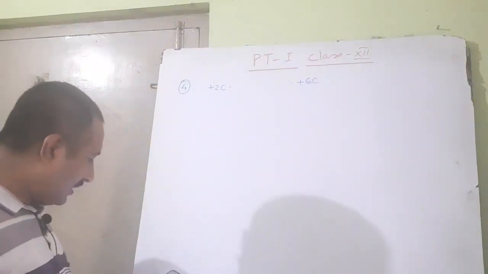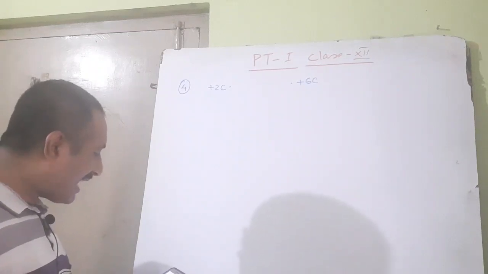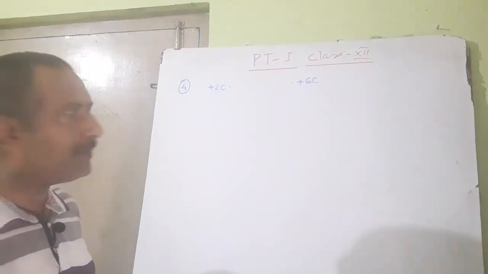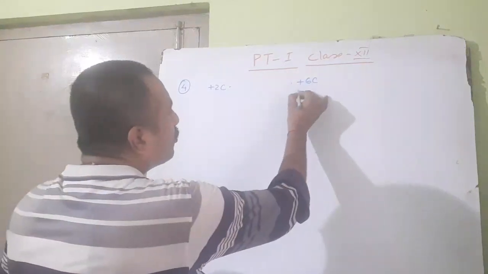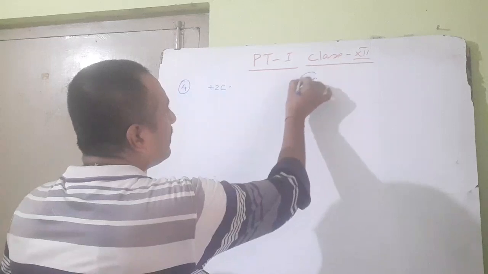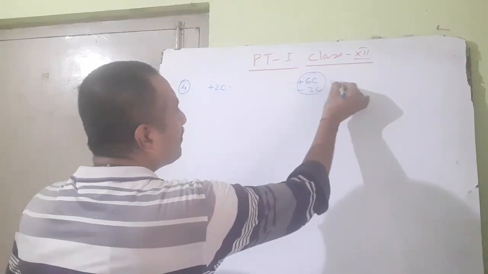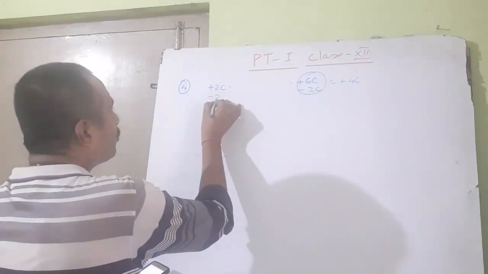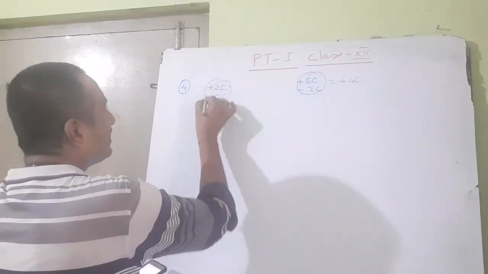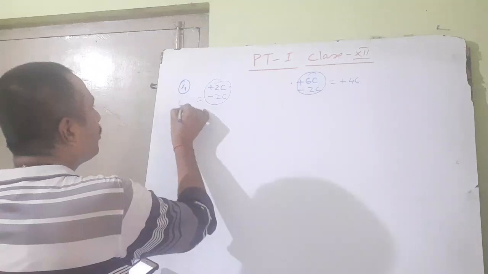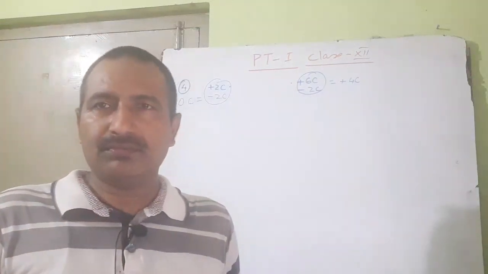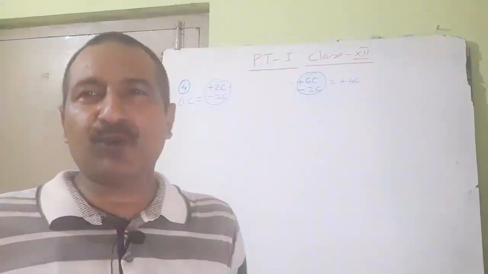Now, if each charge is given minus 2 coulomb of charge, then the value of the force will be, you see, if you put minus 2 coulomb charge here, what will be the net charge here? It will be plus 4 coulomb. And if you put minus 2 coulomb here, what will be the net charge here? It will be 0 coulomb. So what will be the force between 0 coulomb and plus 4 coulomb?